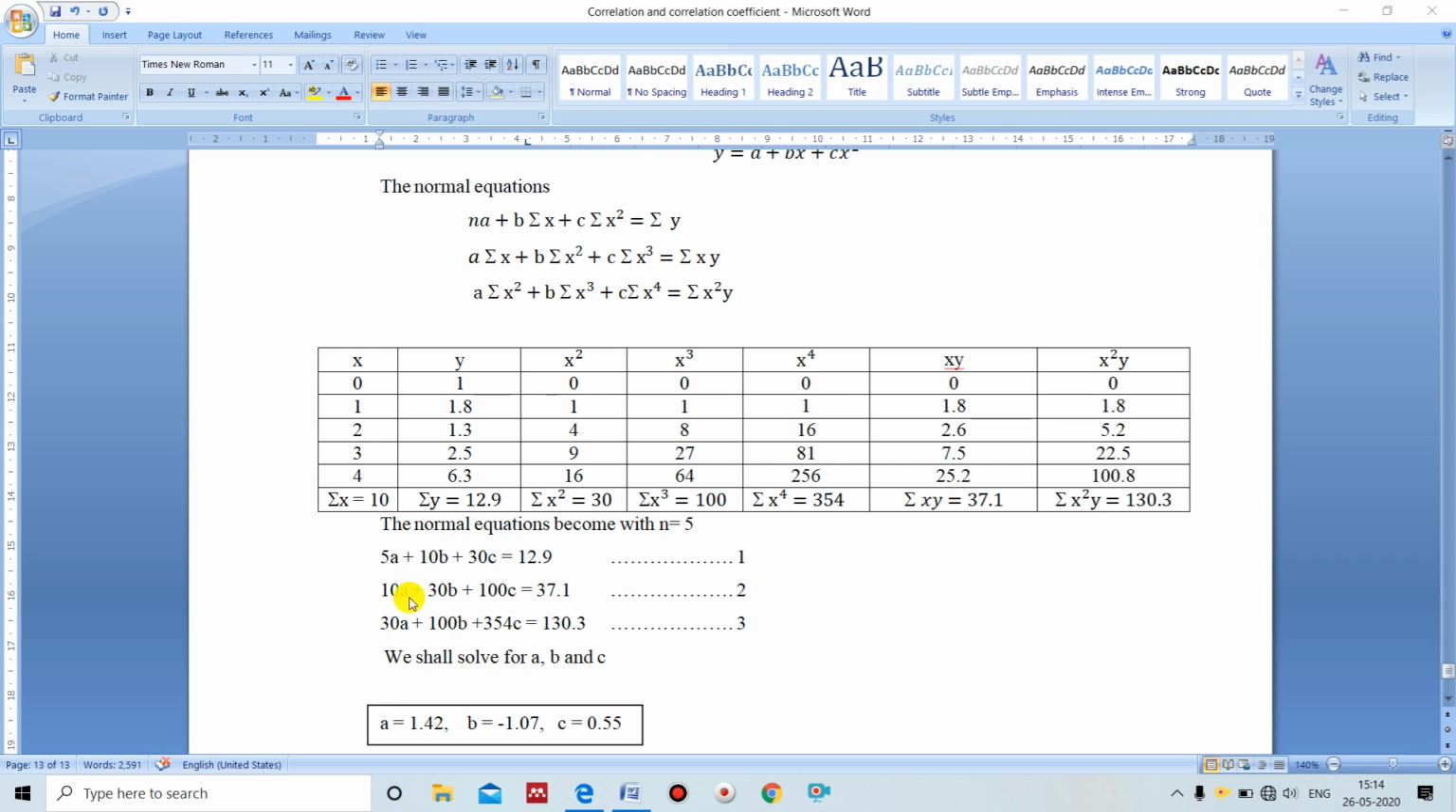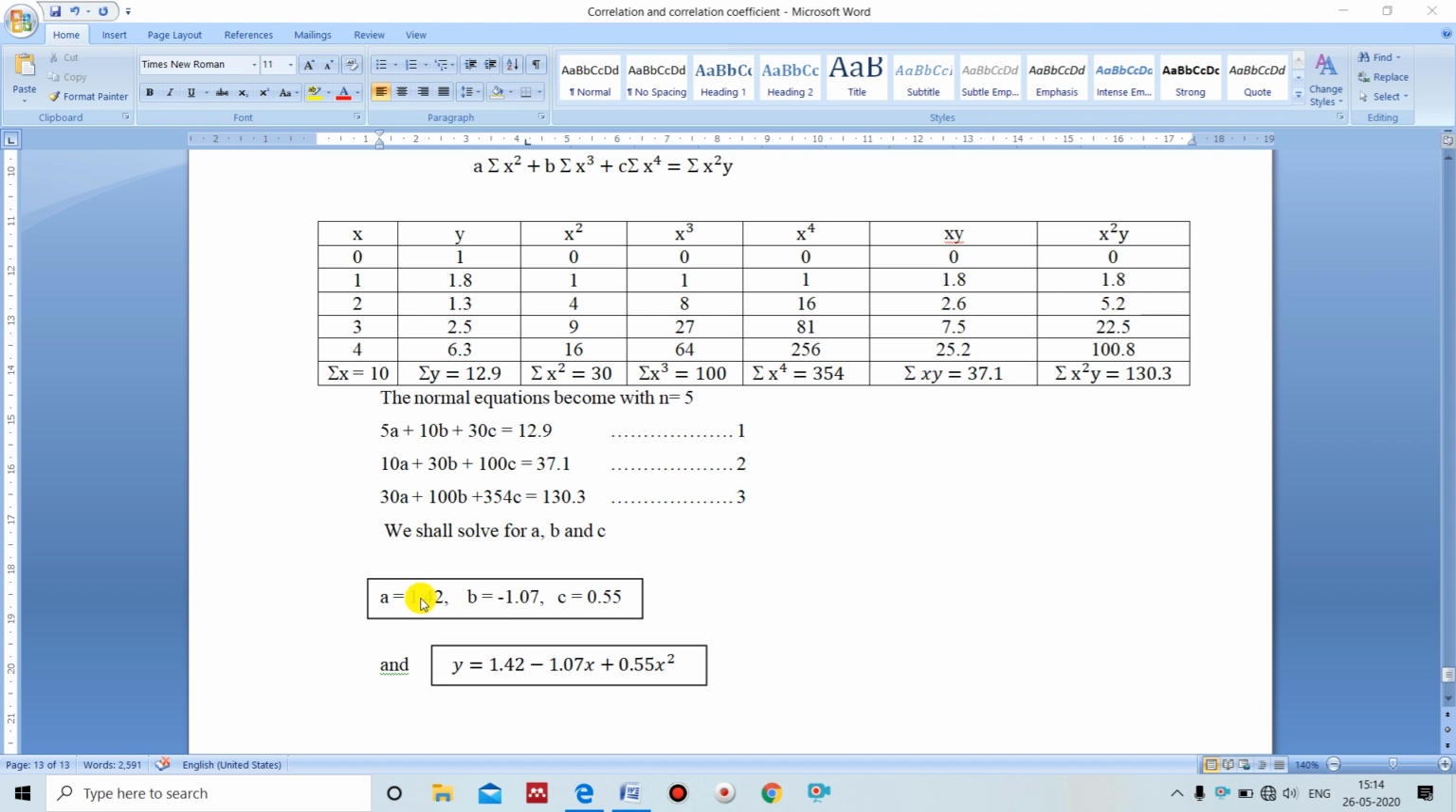Similarly here, a into summation of x square, 30, b into summation of x cube, that is 100 into b, c into summation of x raised to 4, that is 354 into c, equal to summation of x square y, which is 130.3. So on solving these three equations by using a calculator, we get a value is 1.42, b value is minus 1.07, c value is 0.55.